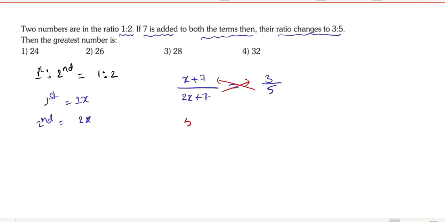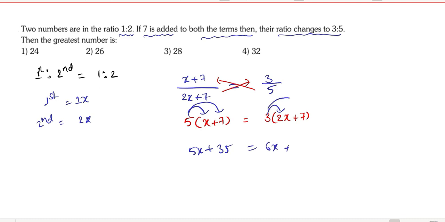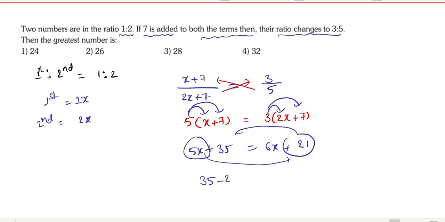Now, doing cross multiplication, this can be written as 5 times x plus 7 equals 3 times 2x plus 7. Now, applying the distributive property, 5 into x is 5x and 5 into 7 is 35. That gives you 3 into 2x, that is 6x, plus 3 into 7, 21. Now I am transposing the plus 21 to the other side and the 5x to the other side of the equation. This can be written as 35 minus 21 is equal to 6x minus 5x. That gives you the x value as 14.